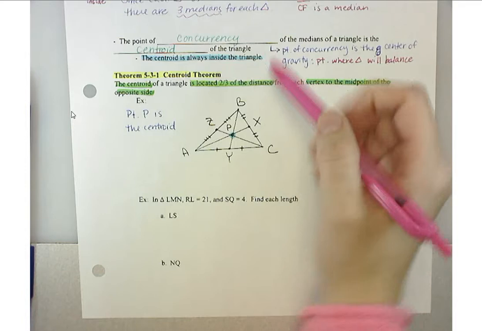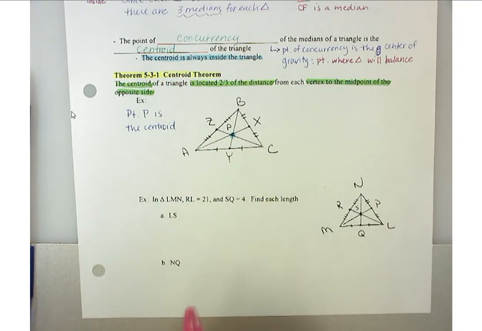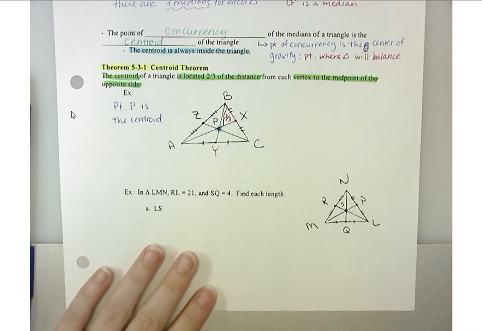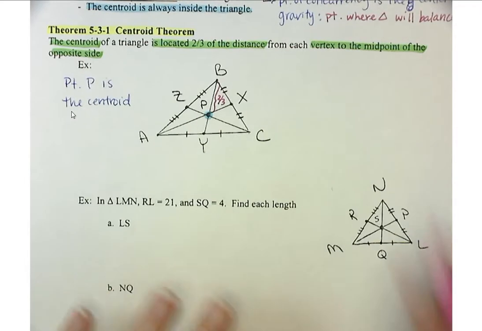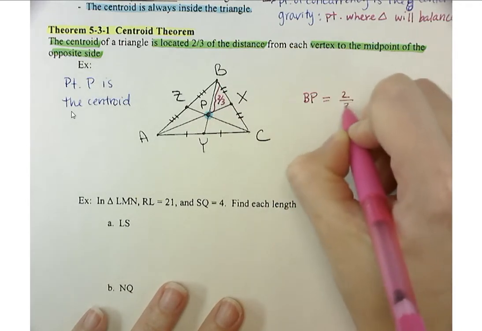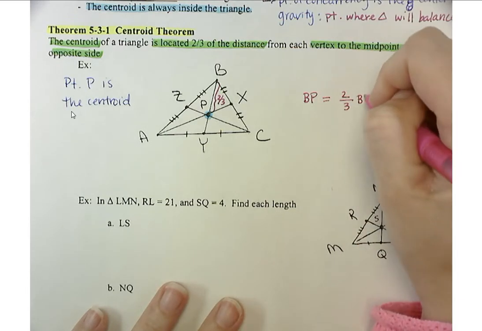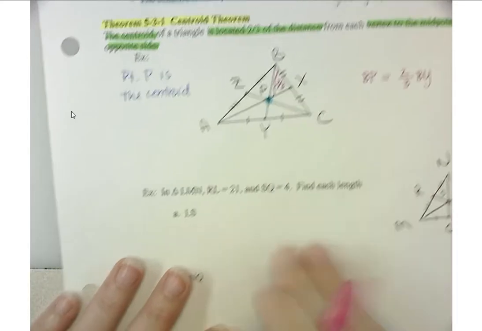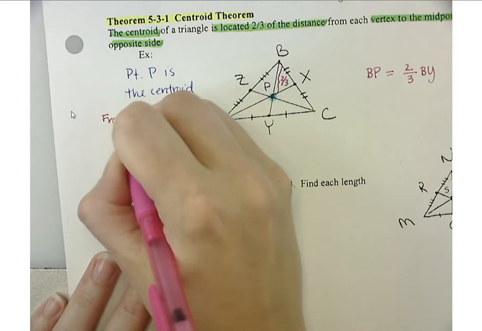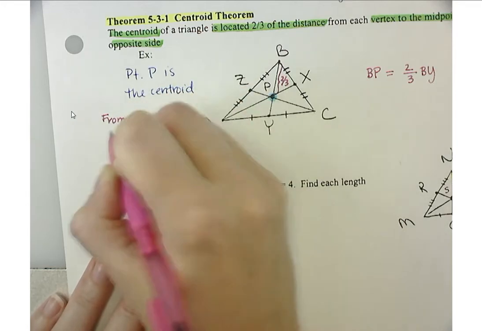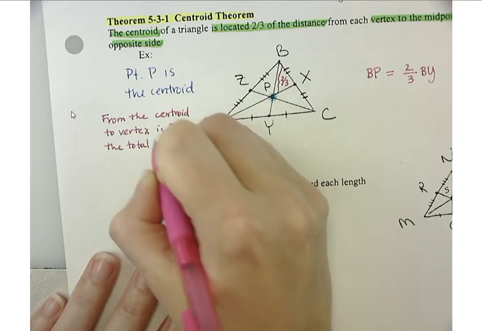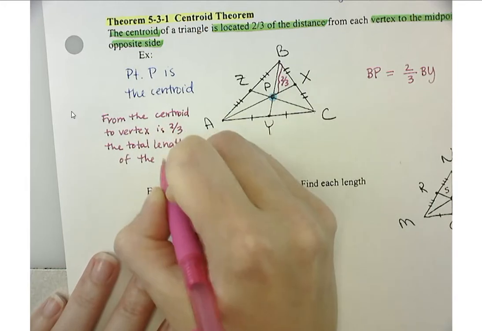So if you're looking at this length, BY, BP is going to be 2/3 of that length. Okay, and BP is going to be 2/3 of the total length. So one way that you can think of that is that segment, BP, that length, is going to equal 2/3 of the total length. Okay, so from the centroid to vertex is 2/3 the total length of the median.